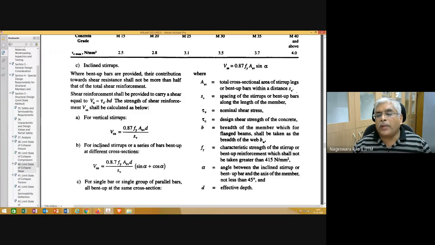And if you have a combination of, please note that vertical stirrup is a special case of inclined stirrup. Vertical stirrup is a special case of inclined stirrup. And you take a note of this equation. You take a note of this equation.